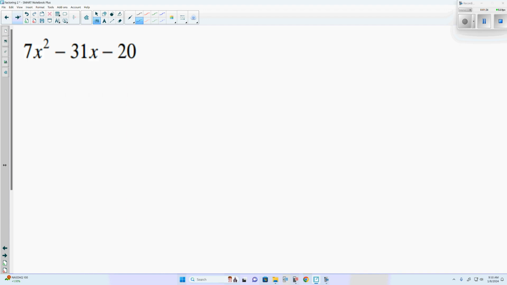And 7, 31, and 20, well, none of these have a greatest common factor. There's not a number that will go into all three, or a variable. So we move on to step 2, our 2 sets of parentheses with 3 spaces. And again, the 3 spaces are there just to make sure we have the parentheses wide enough to fit everything in.